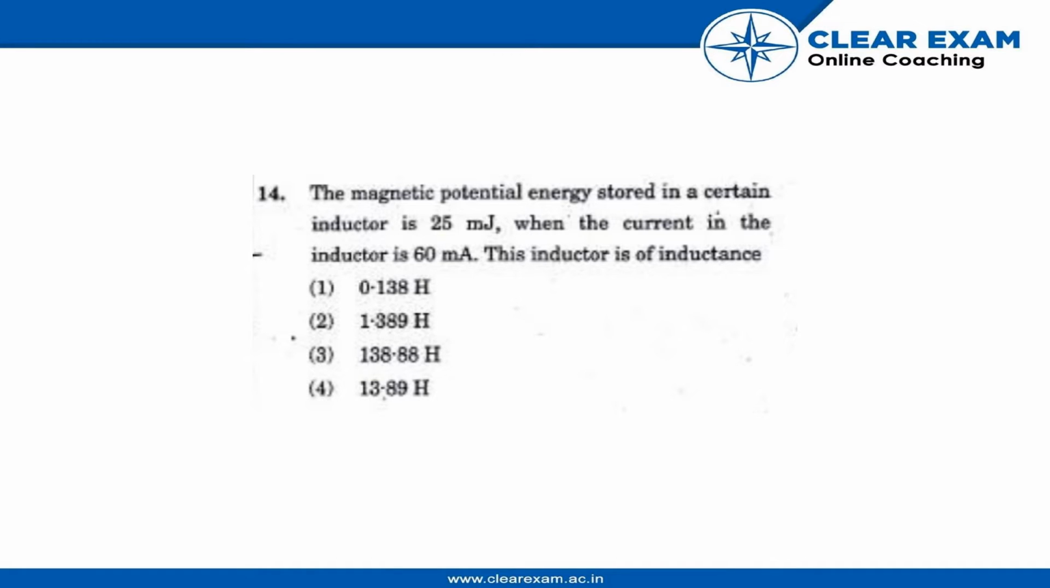So, hello everyone. Now we are going to do this question, which is: the magnetic potential energy stored in a certain inductor is 25 millijoules when the current in the inductor is 60 milliampere. This inductor is of inductance: first, 0.13 H; second, 1.389; third option, 138.88; and fourth, 13.89.